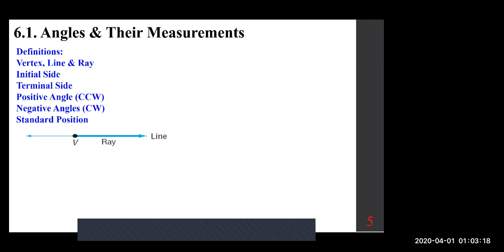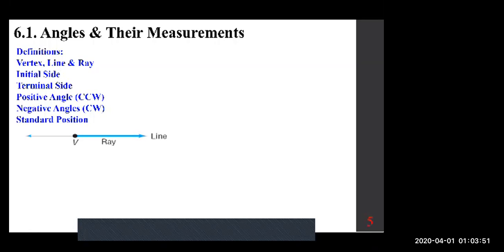Vertex, line and ray, initial side, terminal side, positive, which is counterclockwise. CCW stands for counterclockwise. Okay. A negative, which is CW or clockwise, that's the rotation. And standard position of an angle.